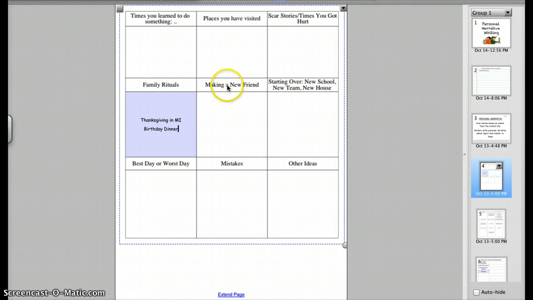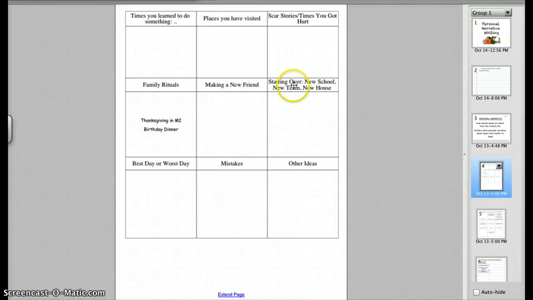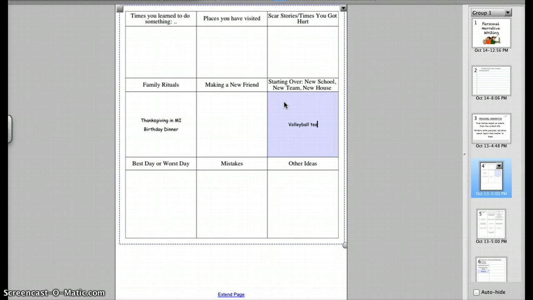Making new friends. Have you made any new friends this year? Starting over. This is a great topic. Have you had to start over at a new school? Have you had to start with a new team or a new house? I remember when I was in college, I had to play with a new volleyball team. I didn't know any of them, and that was a kind of scary thing for me. So I'm going to write volleyball team in college, just to remind me of some of the details that I'll be adding later on. This is just giving me some of the first starting topics.